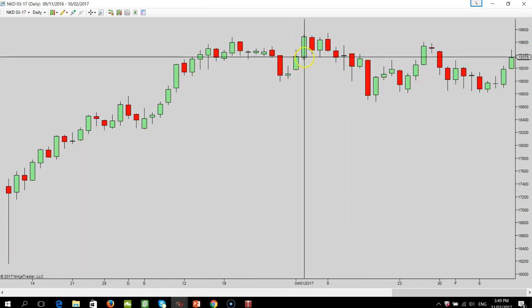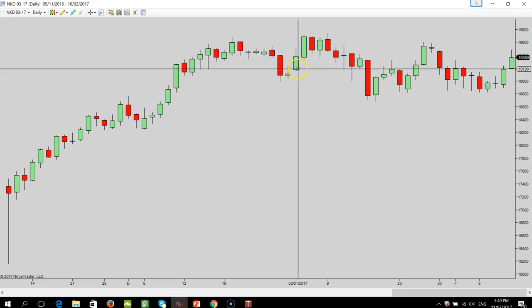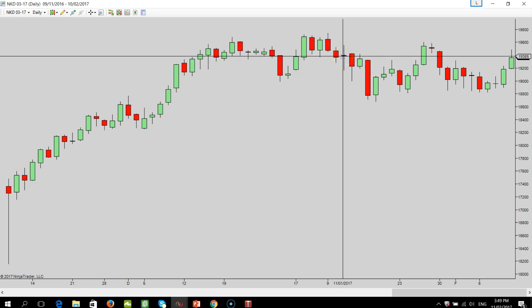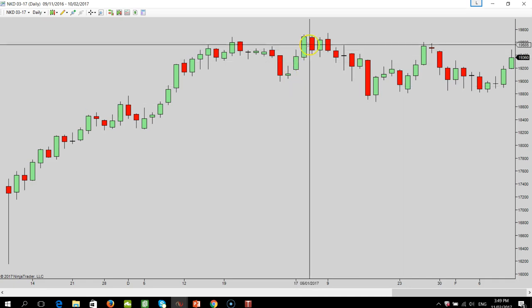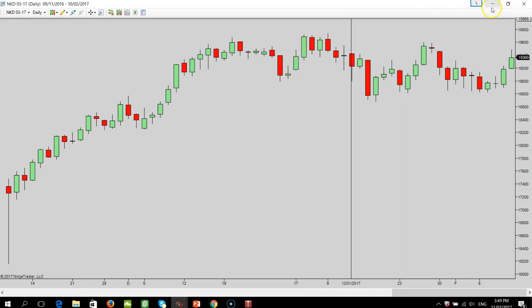This is the 11th here, or the 3rd rather, January 3rd. It's bearish, and this is the 11th. So that one didn't work out. It went up against you. It was telling you to get short. So not every trade is going to work out. You should have stops as well.